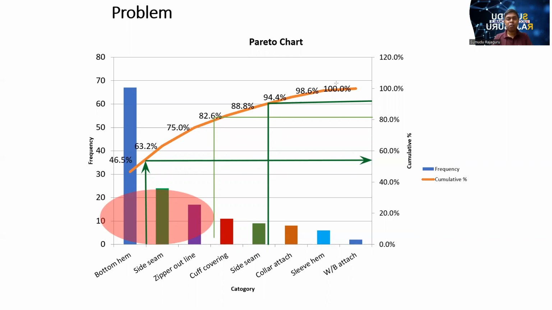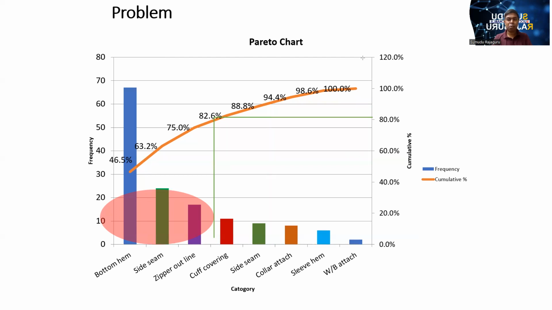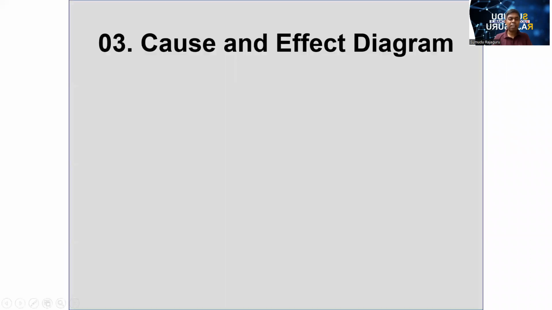So I think now you may have some idea about the histogram as well as the Pareto chart. So we'll move on to the next one. It is called the cause and effect diagram. But I would like to tell you, some people call this the fishbone diagram. Some people also call this the Ishikawa diagram.